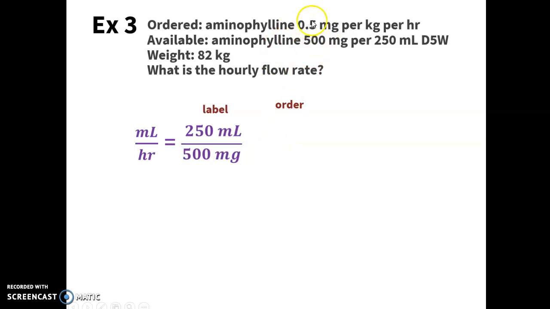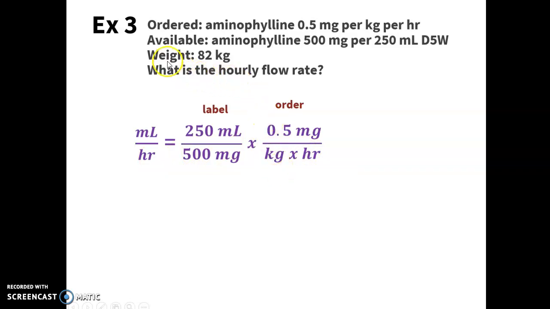Now that order was for 0.5 milligrams per kilogram per hour. Okay, so both of those pieces, kilogram and hour, need to go to the bottom of that fraction there. Okay, so milligrams get to cancel like they should. Now we have kilogram at the bottom and we have hour at the bottom. We don't need all that at the bottom, right? Let's go back and look at our desired answer. The desired answer was milliliter per hour. Okay, so we're okay keeping the hour at the bottom, but we do need to get rid of kilogram.